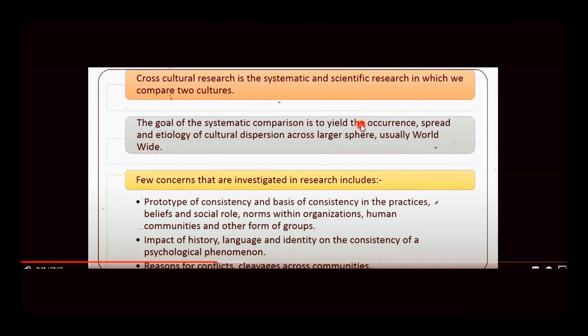tell the people, tell the different societies, and tell the world how cultural dispersion happens, how two cultures vary from each other, and what the reasons for those cultural variations and cultural dissimilarities are. When we talk about etiology, a few concerns that are investigated in research include: A. a prototype of consistency and basis of consistency in the practices, beliefs and social role norms within the organizations, human communities and other forms of groups.